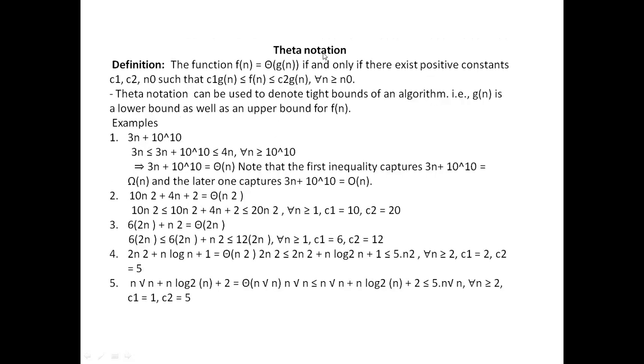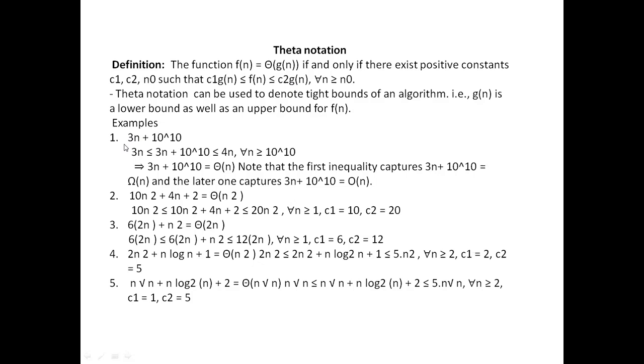Next, theta. It bounds the given function both lower and upper. So the function f of n is equal to theta of g of n if and only if there exist positive constants c1 and c2 and n naught such that c1 times g of n is less than or equal to f of n, which is less than or equal to c2 into g of n for every n greater than or equal to n naught.